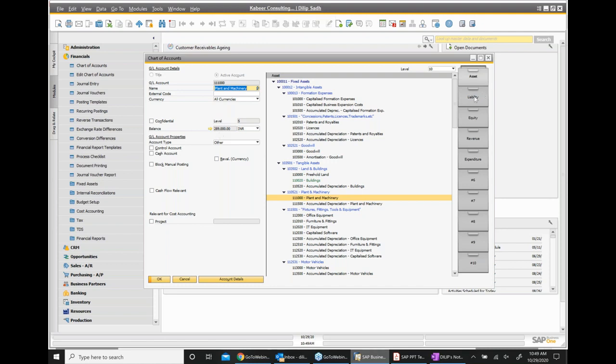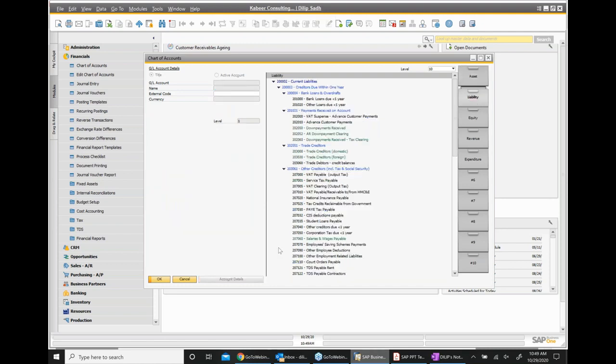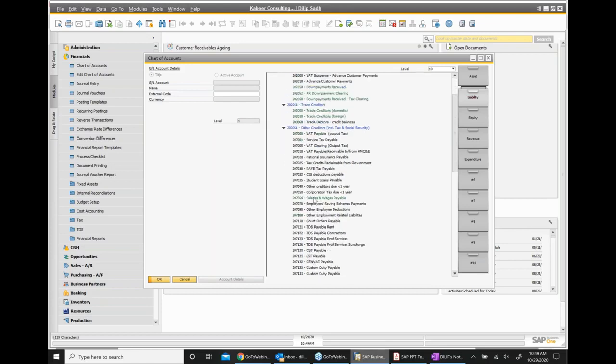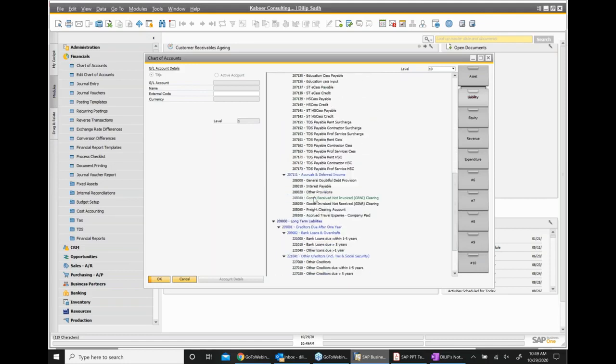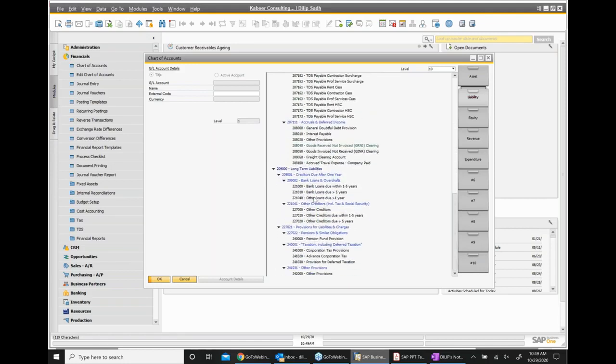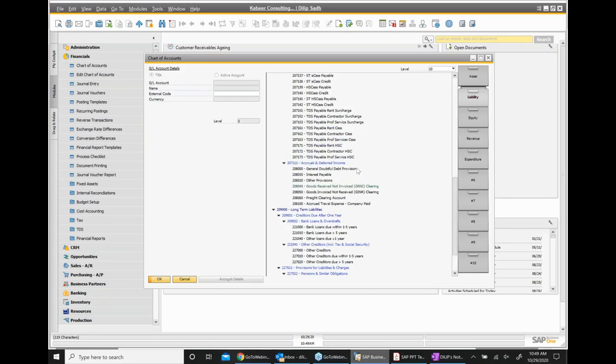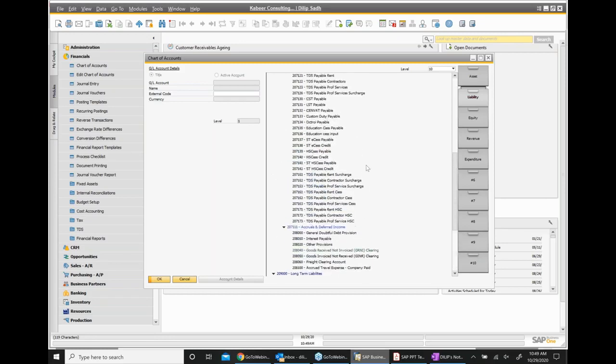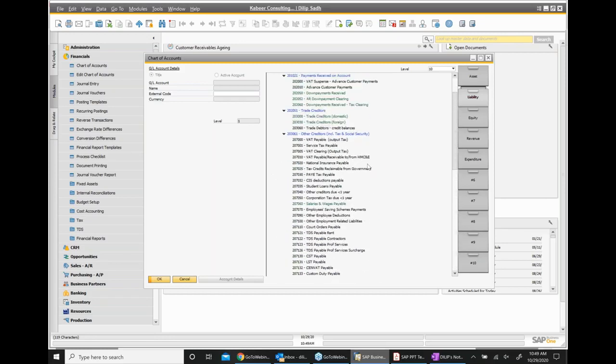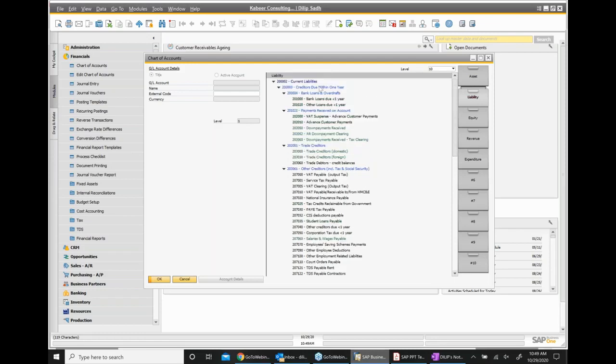If I go to the liability bucket and click on the liability, these are different kinds of liability accounts which you have. Liability means what you are supposed to pay. For example, you are supposed to pay the vendors. What you are supposed to pay to the vendor is a liability. These are all the different liability accounts which we have here.